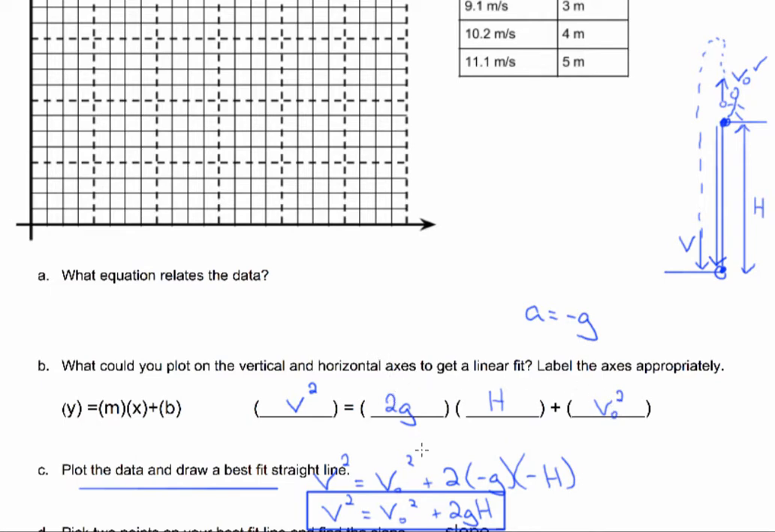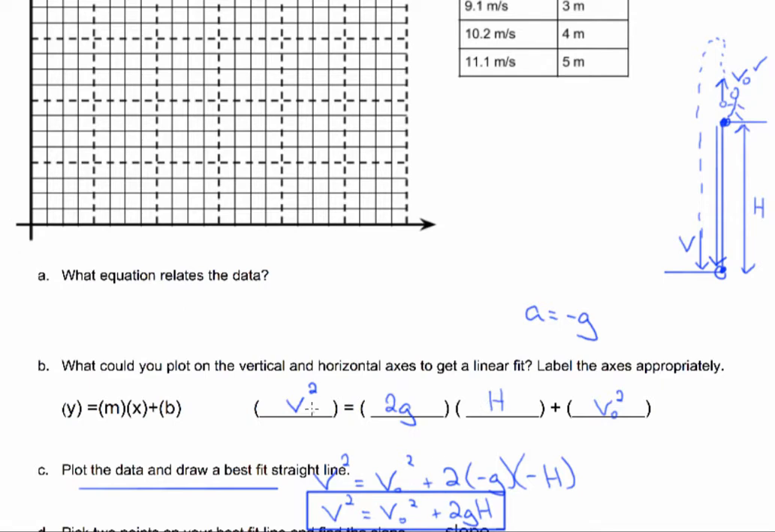There's other ways to do it if you wanted to. You could not put the 2 here. Take the 2 out. Don't include the 2 here, but include it here. That's fine. You could plot 2h on your x-axis. It's just your slope would now represent g. I'm not going to do that because I'd have to make another table to find all the 2h's. I don't want to bother with that.